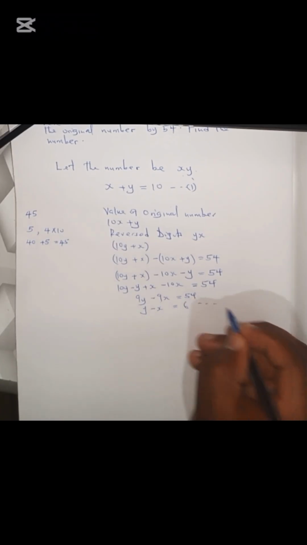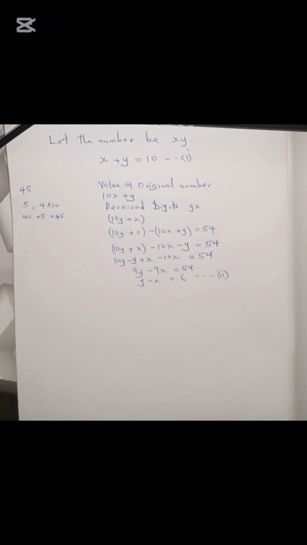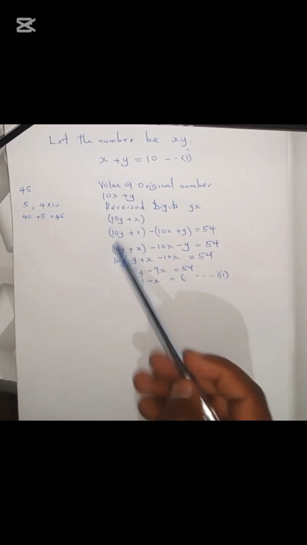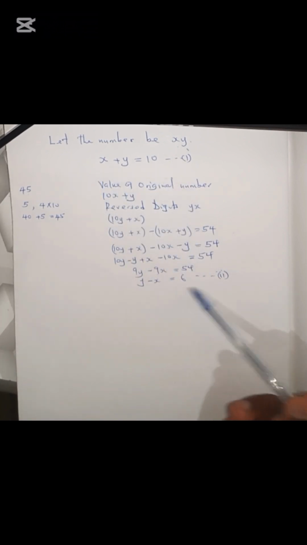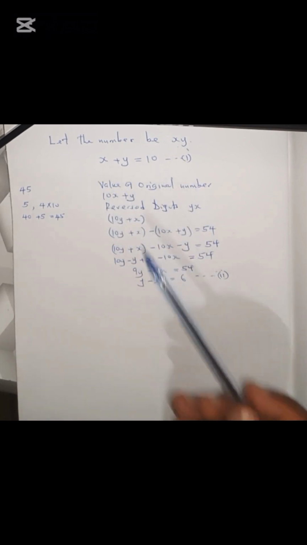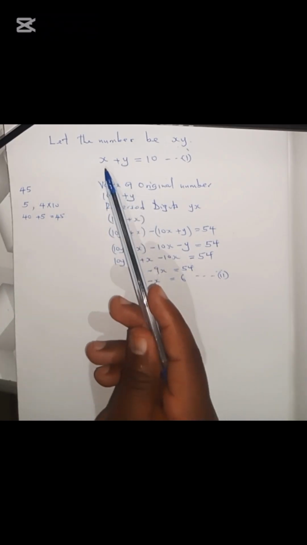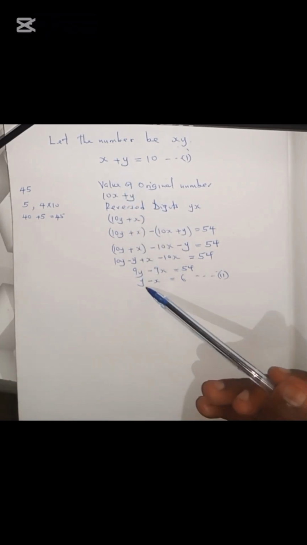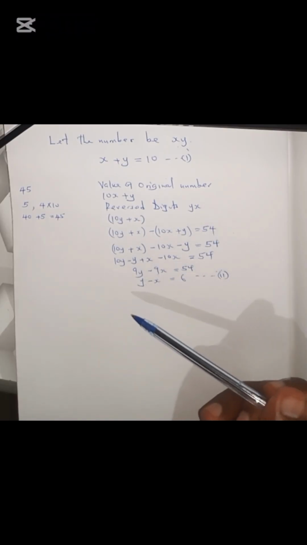So this one gives us the second equation. Move on. So we have the two equations. The first equation is here, and the second equation is here. So these two equations, in the first equation, we are having x and we have y, so we have two unknowns. The second equation, we have x and y, so the two unknowns. So we have two equations. We are going to solve them simultaneously.